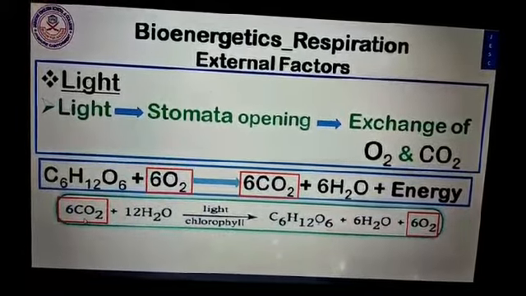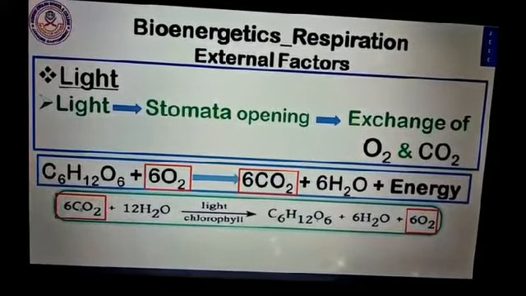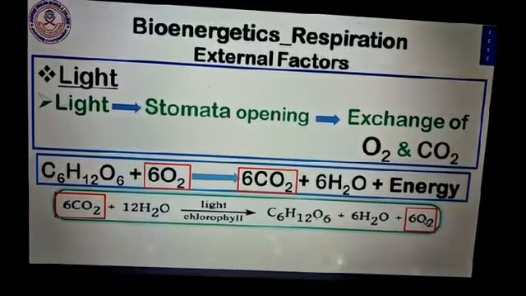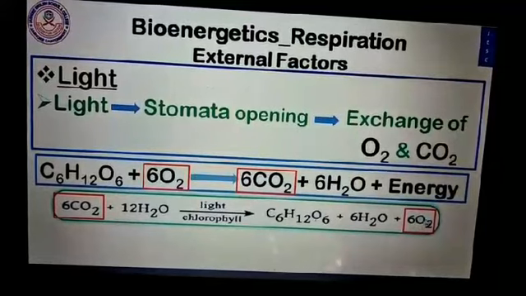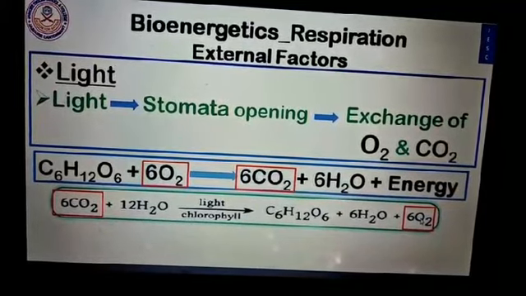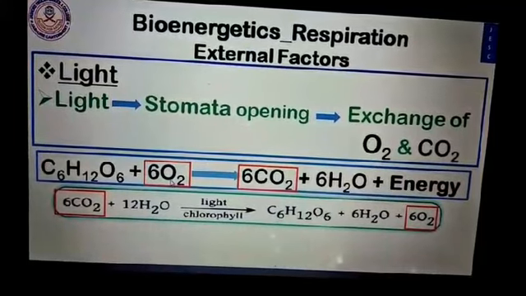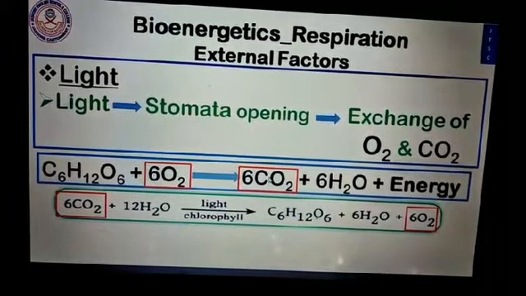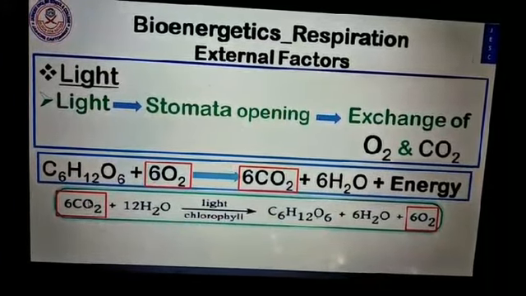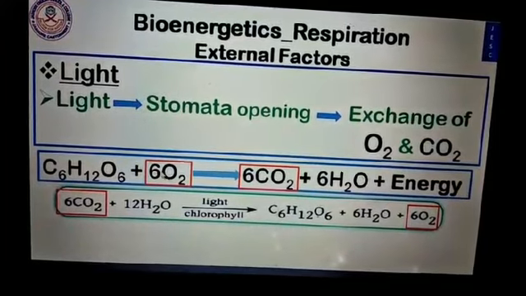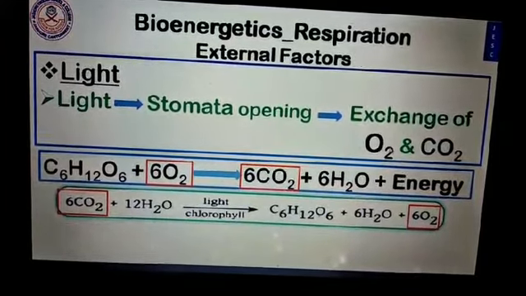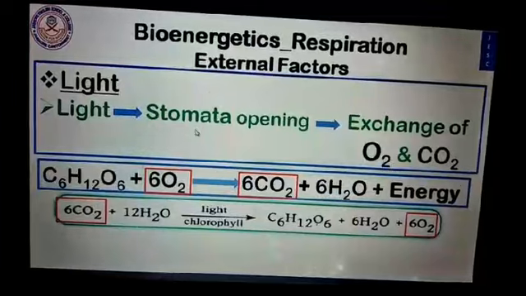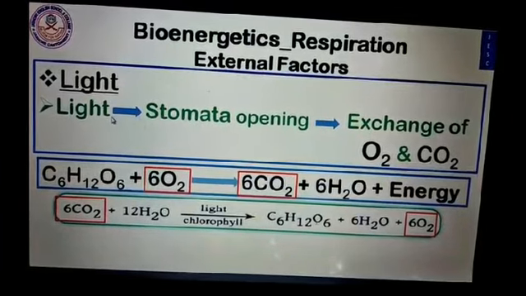And for photosynthesis, carbon dioxide is needed and glucose and oxygen are produced. The product of photosynthesis is oxygen, and this oxygen will enter into respiration, and again in respiration the product is carbon dioxide, and carbon dioxide will be required as the reactant of photosynthesis. So thereby oxygen and carbon dioxide both are very important to exchange, and this exchange will occur through the stomata, and the stomata will be opened by the light.